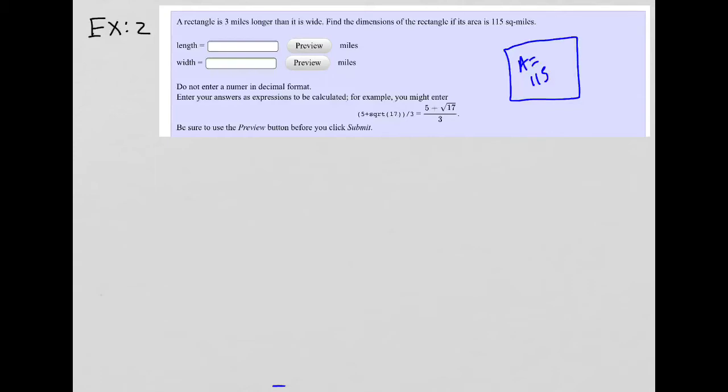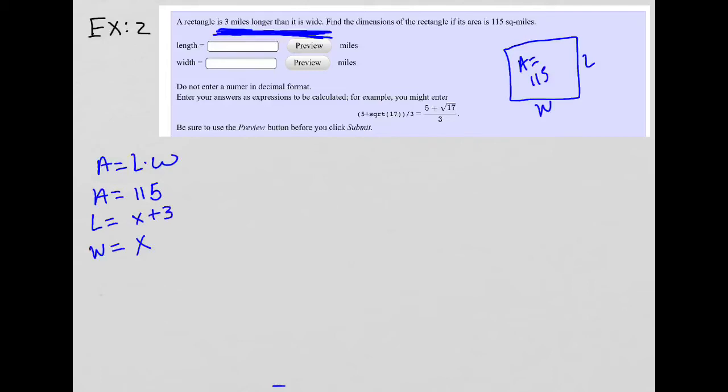I need to do something about the width and something about the length. So the formula for area is length times width. So what do I know about A? What do I know about L? And what do I know about width? The area is 115. It says a rectangle is 3 miles longer than it is wide. So I know something about the length. But what is the width? Does it say what the width is? It does not. And when you don't know, we're going to use x. So then it's longer, so it's 3 miles longer than whatever the width is, so x plus 3.